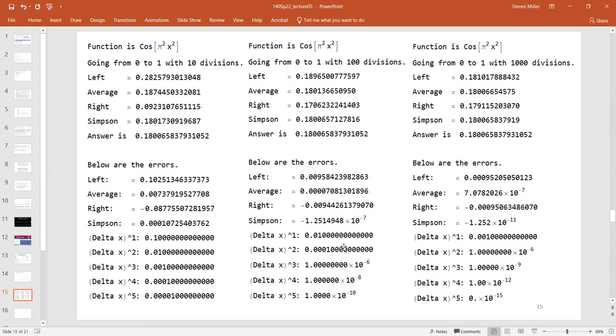But when I look at Simpson, that's 10 to the negative 7, somewhere between delta x cubed and delta x to the 4. Over here, when I have 1,000 points, Simpson's is 10 to the negative 11, and my left is around 10 to the negative 9 or 10 to the negative 12. So it just gives you a sense of the size.